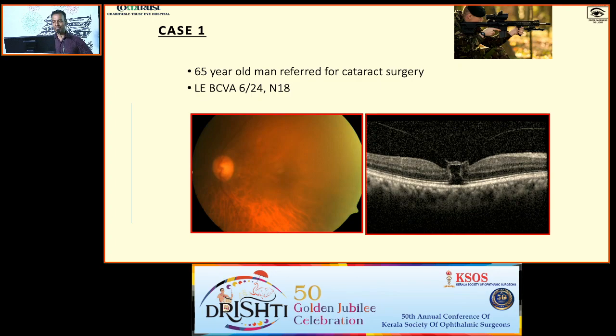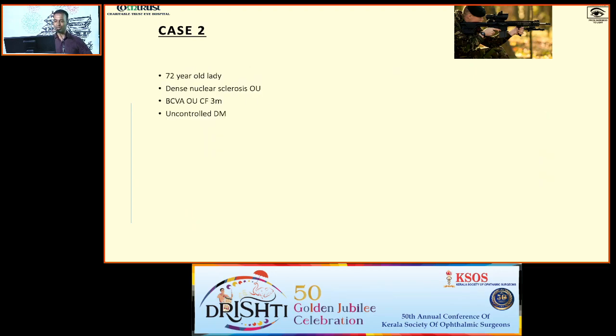This was a 65-year-old man referred for cataract surgery, BCVA 6/24 and N18. Clinically, through the hazy media, this was a tessellated fundus. We couldn't see much, but on OCT we could pick up vitreomacular traction with almost an impending macular hole. He improved up to 6/9 and N6 with cataract surgery and vitrectomy.